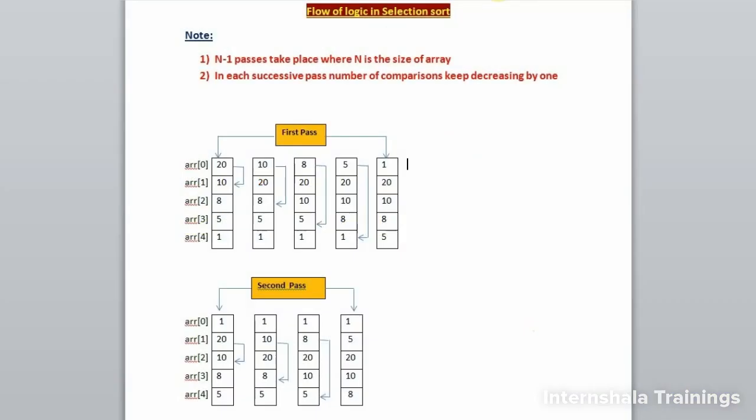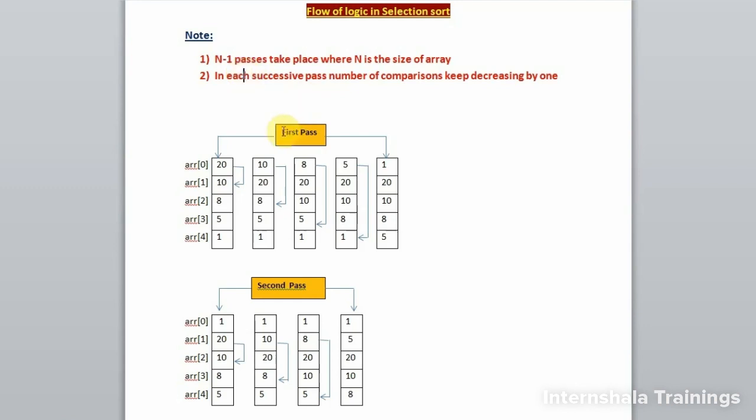Now, in selection sort, the common thing that it shares with the bubble sort is that there are n minus 1 passes, where n is the size of the array. And the second point to be noted is, in each successive pass, the number of comparisons keeps decreasing by 1. If you remember, these two rules were also applicable in bubble sort. But the basic difference is, as the name suggests, we select one element in one single pass and we keep comparing it with the rest of the elements.